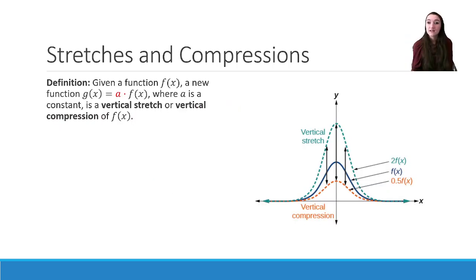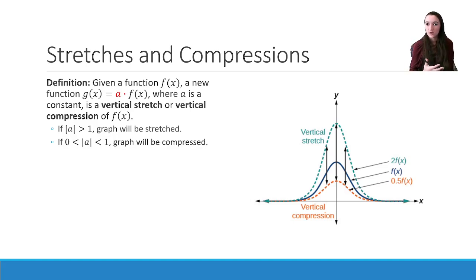Alright, so our last type of transformation that we're going to cover is stretches and compressions. These are usually the most tricky of the types of transformations we talk about. So first, a vertical stretch or vertical compression occurs when we multiply f of x by some number. Specifically, if the number we're multiplying by is greater than 1, if its absolute value is greater than 1, the graph will be stretched. But if it is less than 1, it will be compressed.